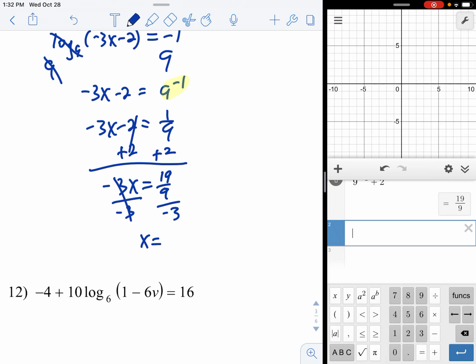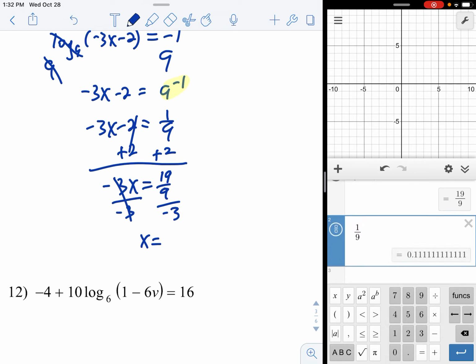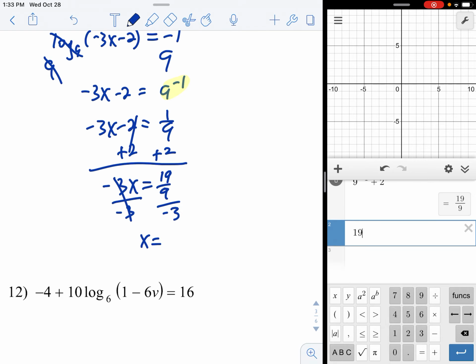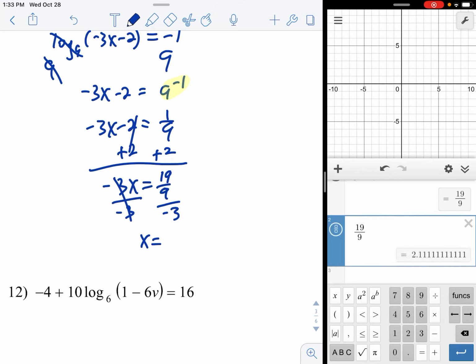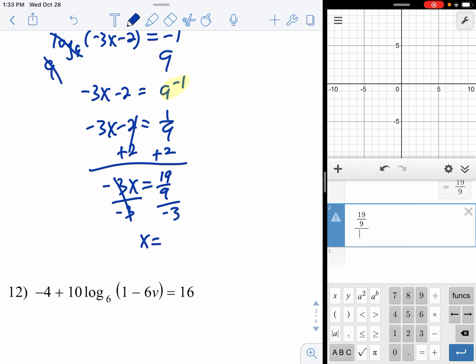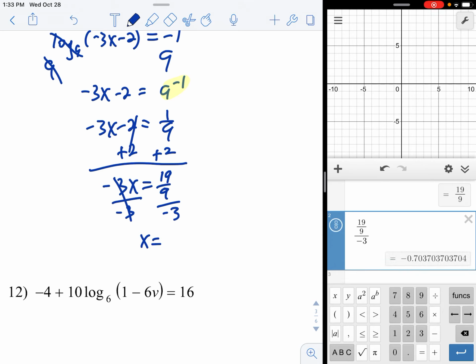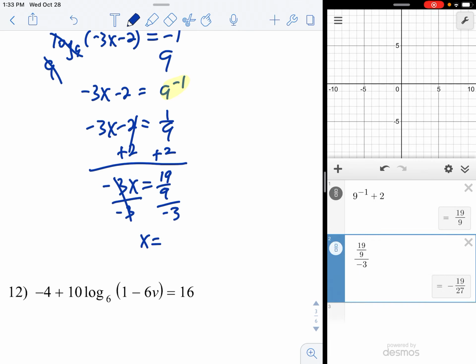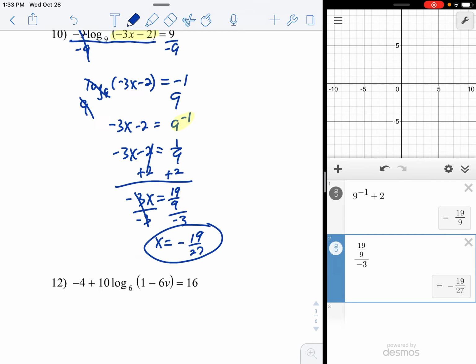So now I need to do 19 ninths. My gosh, I'm doing everything wrong. 19 ninths divided by negative 3, and then hit the fraction button. Negative 19/27. Okay, so that was a lot.